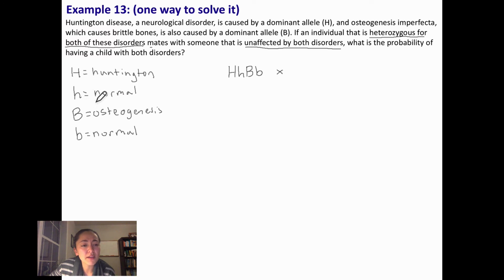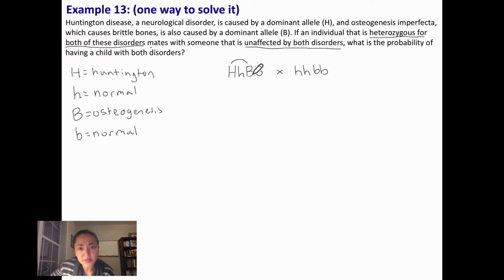They're being crossed with an individual that's unaffected, so they're not affected by this disorder. Well, we know that to be unaffected, they would have to have the recessive allele. And to express the recessive allele, they would need 2 of those letters. So they would have to be little h, little h, and little b, little b. What's the probability the child will have a disorder? Well, let's set up our Punnett square. What are the possible gametes that this individual could make?